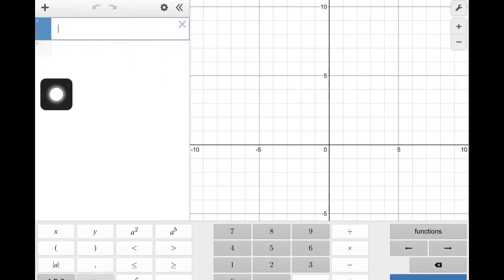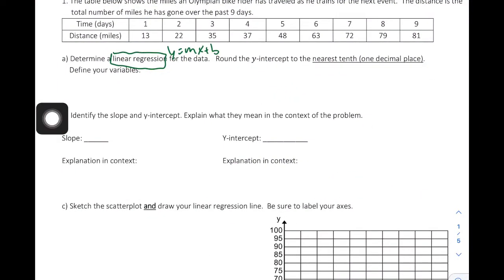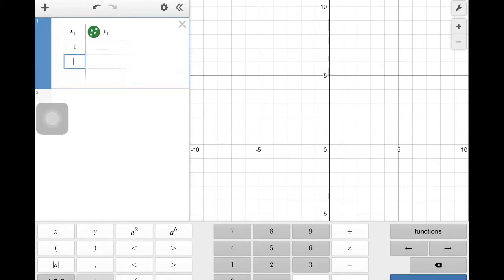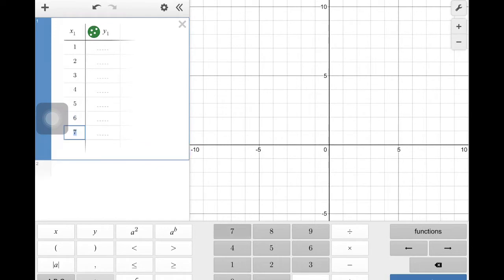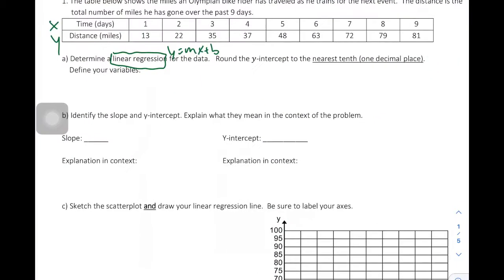And I really suggest that you practice on your own here. You hit the plus sign, hit the table, and then here we want to type in all the data. So in my x column, I'll do time, and for the y column, I'll do distance. The x column was really just 1 day, 2 days, 3 days, 4, and it went all the way to 9 days. Oops, one too many. And in the y column, I'm going to type in the other stuff.